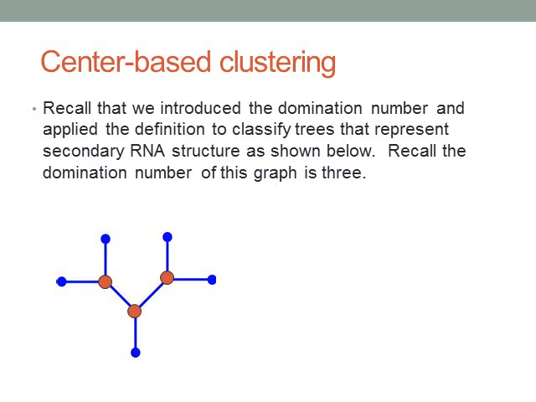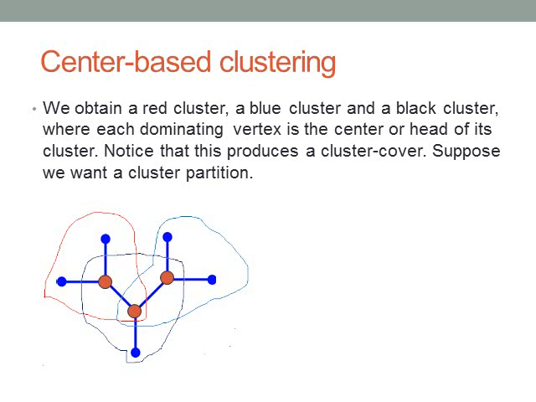For example, we looked at the RNA trees, and we saw that this given tree has a domination number of 3. So we can choose each vertex in the dominating set and take it together with its neighbors as a cluster. That should give us 3 clusters. So we obtain the 3 clusters as indicated below. We have the red cluster, the blue cluster, and the black cluster. Notice that this is a cluster cover because our clusters overlap.